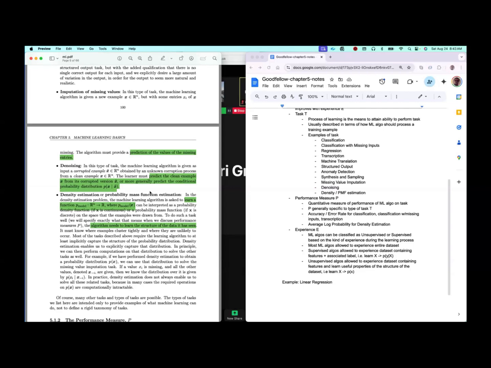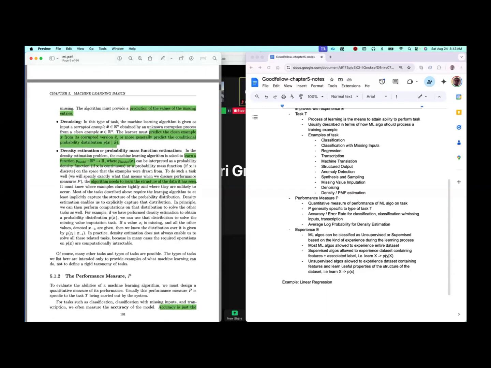Variational autoencoders are one example of that. So you learn the distribution of what constitutes corruption, and then you are able to turn it around and produce clean data. So in formal terms, you basically predict x from the corrupted version x bar, the conditional probability distribution of x, probability of x given x bar, right? Density estimation or probability mass estimation.